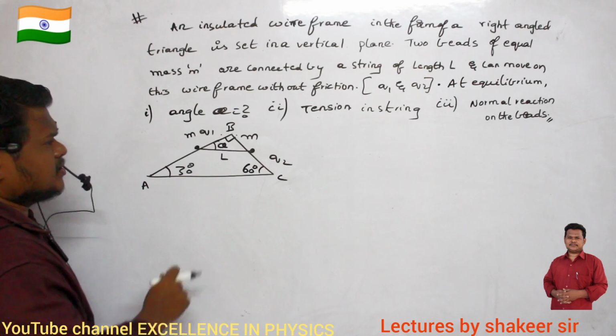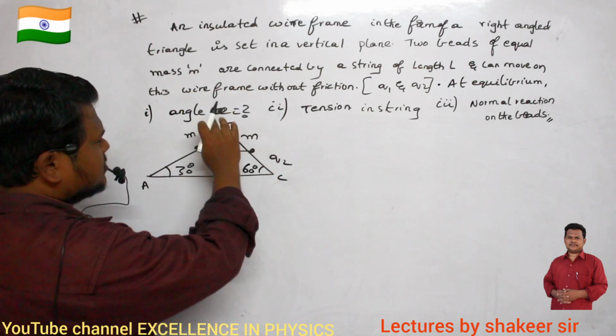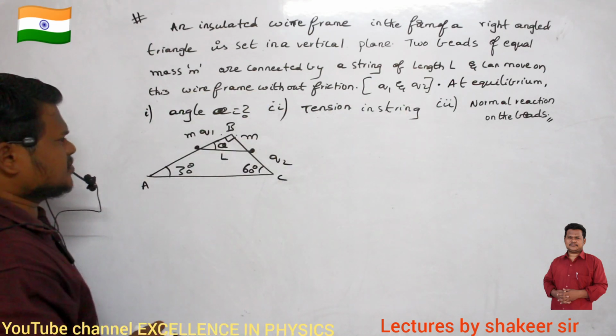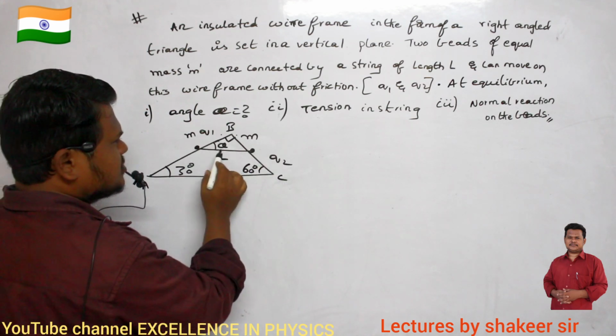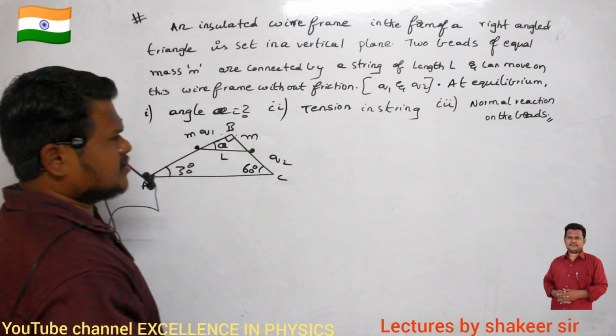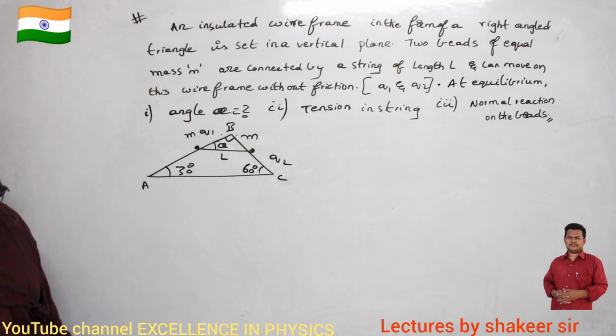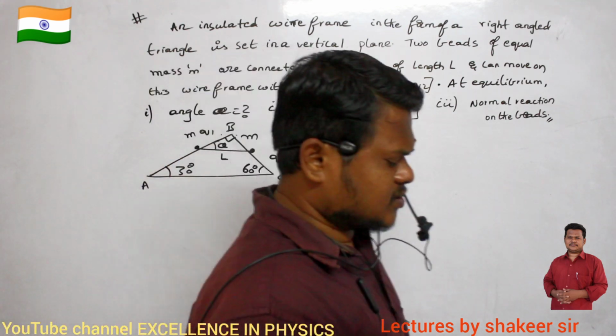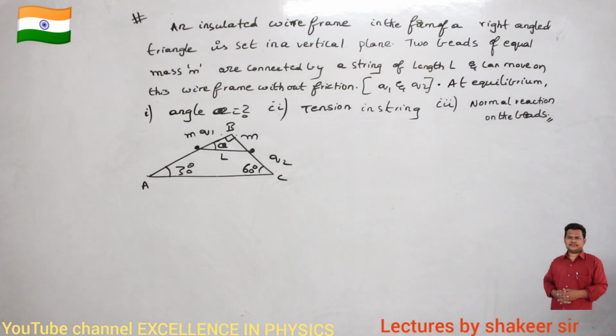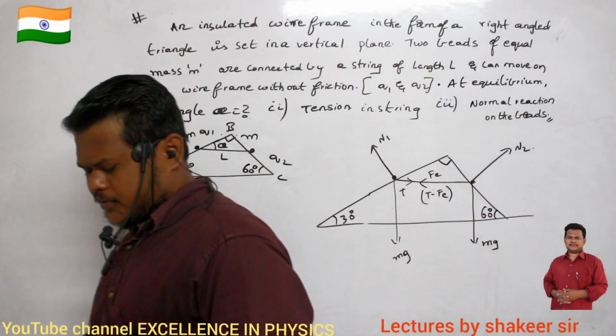Are you able to understand? So in the equilibrium position, these are the three values we are supposed to find out: angle alpha, the tension developed in this string, and the normal reaction acting on the beads. Okay, come on. So how can you solve this problem? Got any idea how to solve this problem?